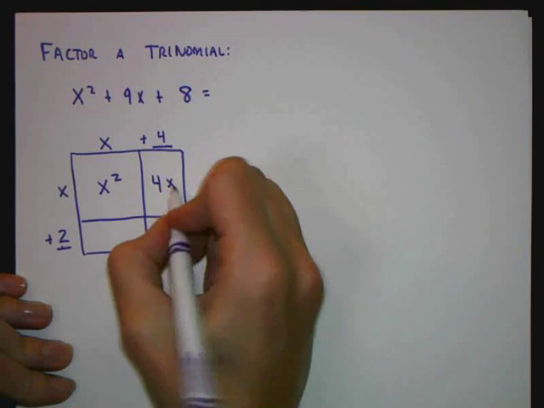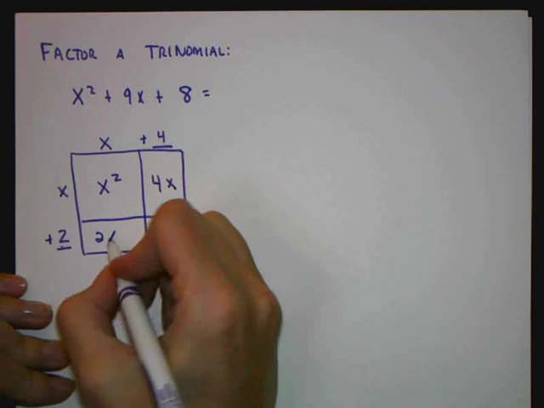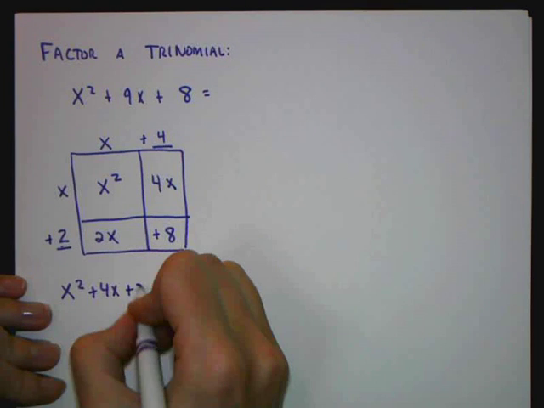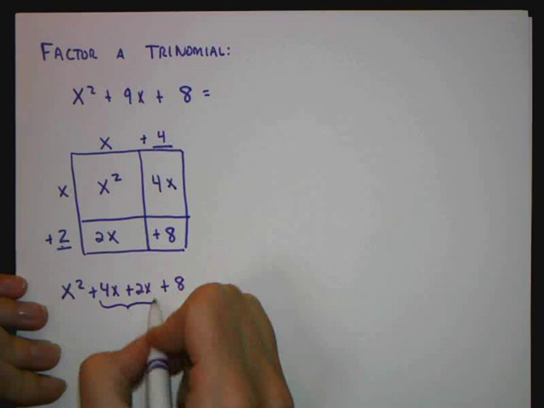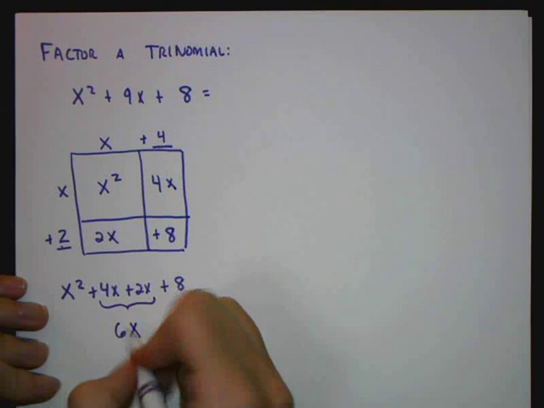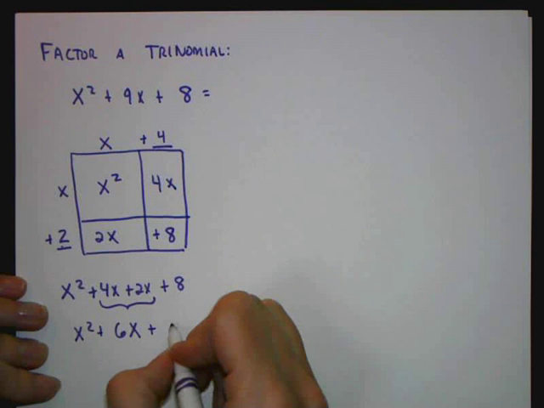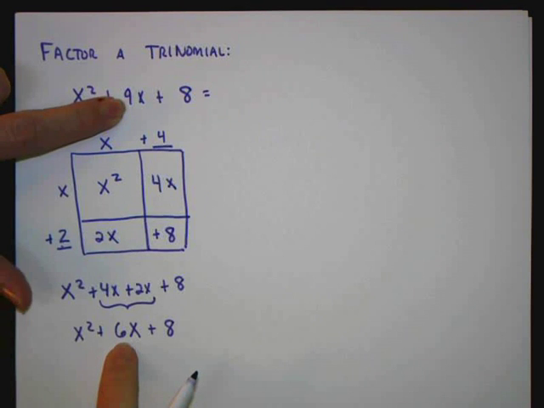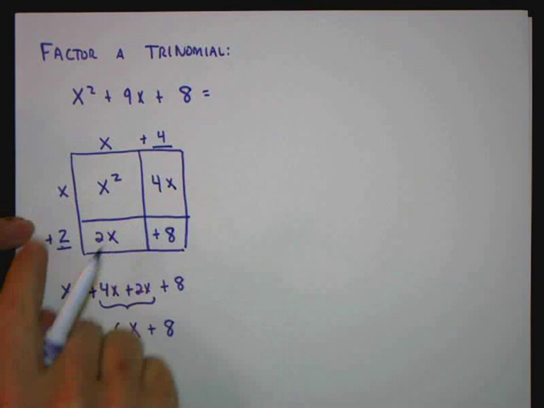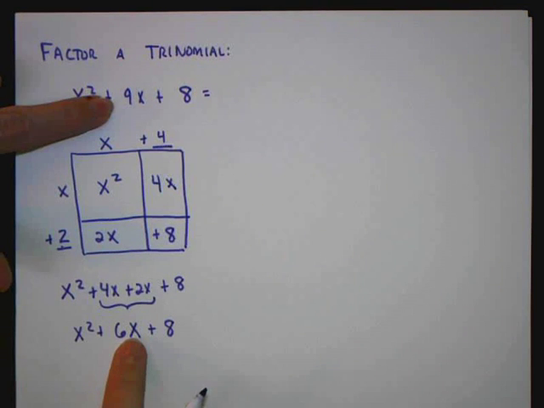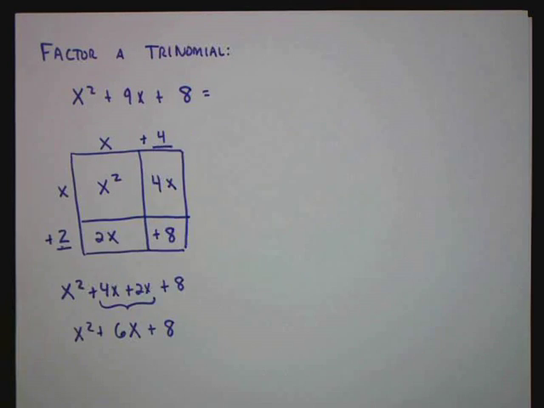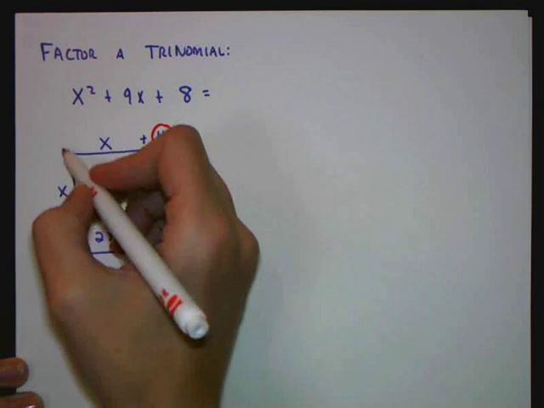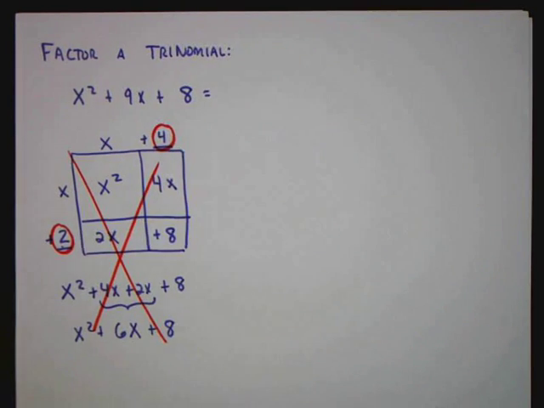4 times x is 4x, and x times 2 is 2x. Let me add these four terms together. x squared plus 4x plus 2x plus 8. I'll combine my like terms in the middle. That gives me 6x. So I have x squared plus 6x plus 8. This is a problem because I wanted my middle term to be 9x. So when I multiply x plus 4 and x plus 2 together, I don't get the right trinomial that I was aiming for. It looks like when I guessed 4 and 2 as factors of 8, that factor combination didn't work. So I need to try again.